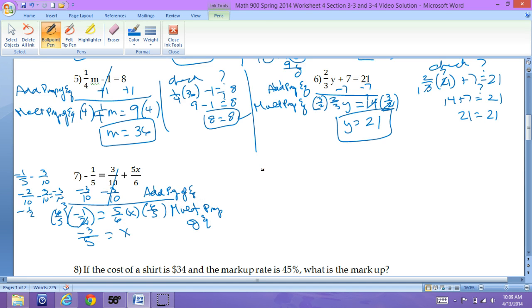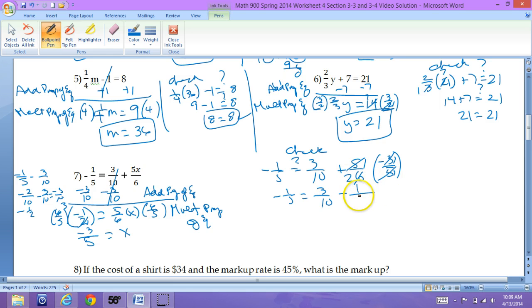So let's check it. Could be right, could be wrong. Negative 3/5. So the first thing I'm going to want to do, and this is our check, is simplify this stuff here. So 5 goes into 5 once, 5 goes into 5 once, 3 goes into 3 once, 3 goes into 6 2 times. So now we have negative 1/5 equals 3/10. We have this 1 here, and this negative 1 here, which is negative 1. We have 2 times 1, which is 2.